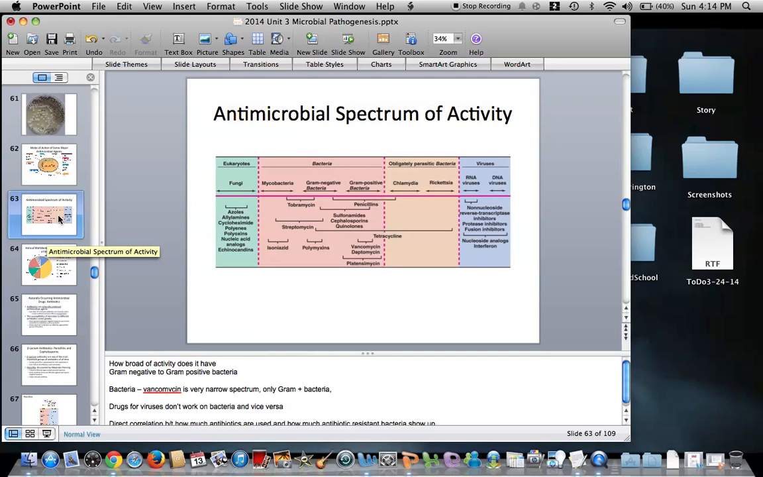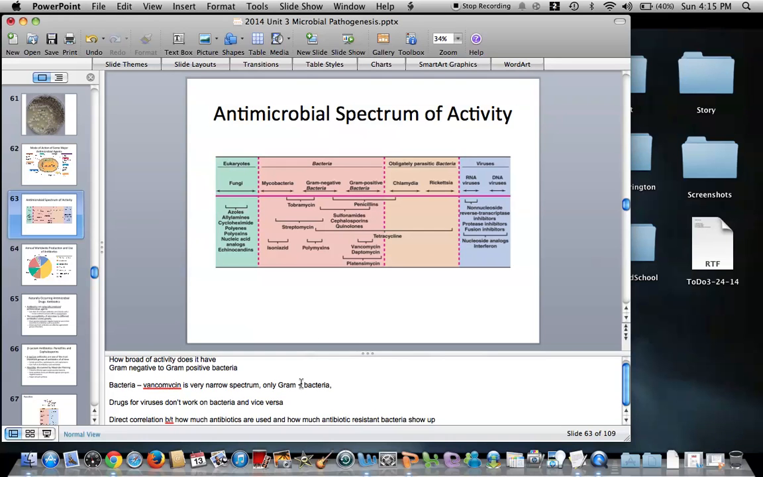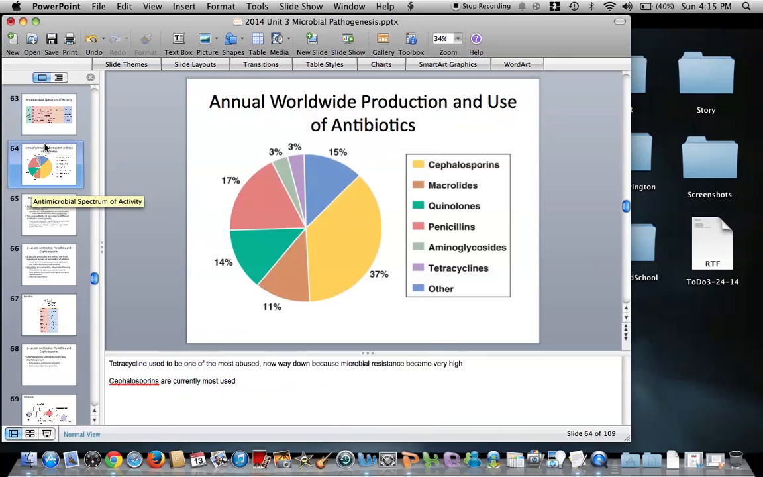Antimicrobial spectrum is the range of species that something can interfere with. Tetracyclines have the broadest spectrum. That's why they were the most abused and now are held in reserve. Vancomycin is very narrow. Gram-positive cell wall synthesis. Okay. Drugs for viruses don't work in bacteria, vice versa. There's a direct correlation between how much antibiotics are used and how much resistance shows up. So, don't overdo it.